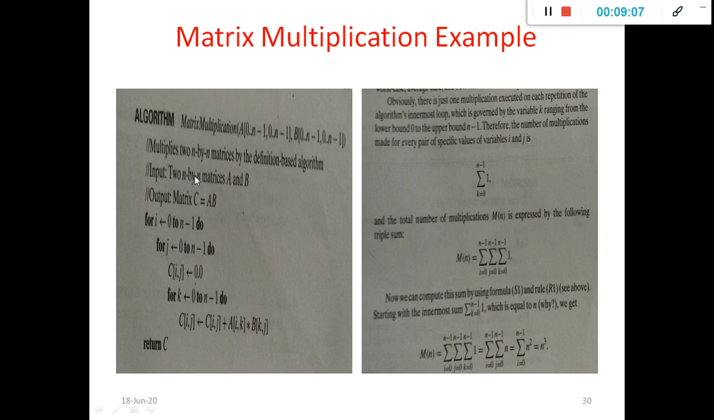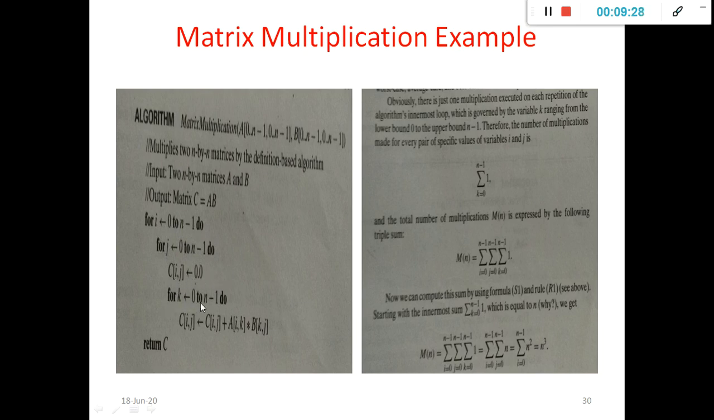That's why the inputs are two n by n matrices A and B, and the output is the resultant matrix C equal to A into B. Then this is the basic code for matrix multiplication: for i equal to 0 to n minus 1 do, for j equal to 0 to n minus 1 do, C[i][j] equal to 0, initialize.